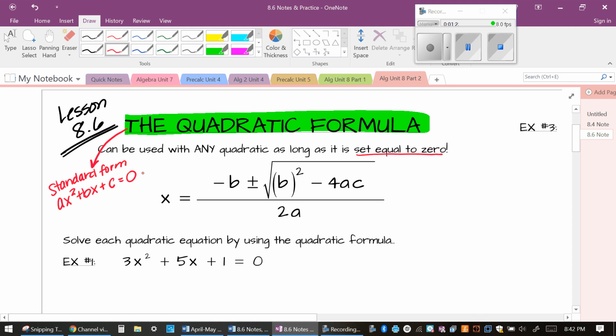Now, in standard form, the coefficients of the quadratic, the linear term, and the constant term are used in the quadratic formula. So take a minute and look at the formula and notice that A, B, and C, which are the coefficients in standard form, all appear in the formula. The A and the B appear twice, and the C appears once.